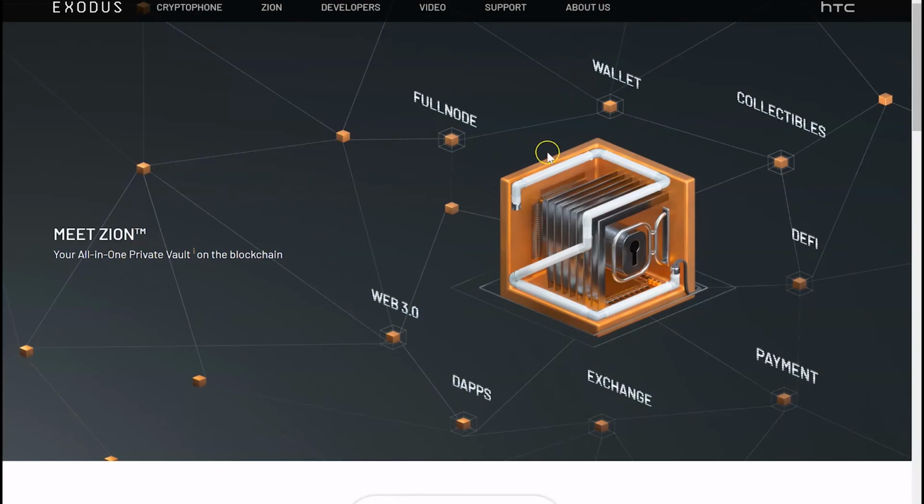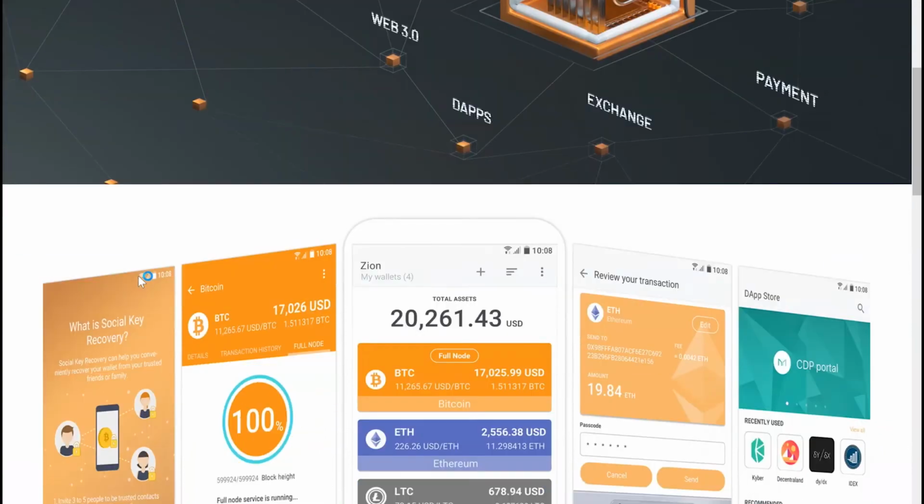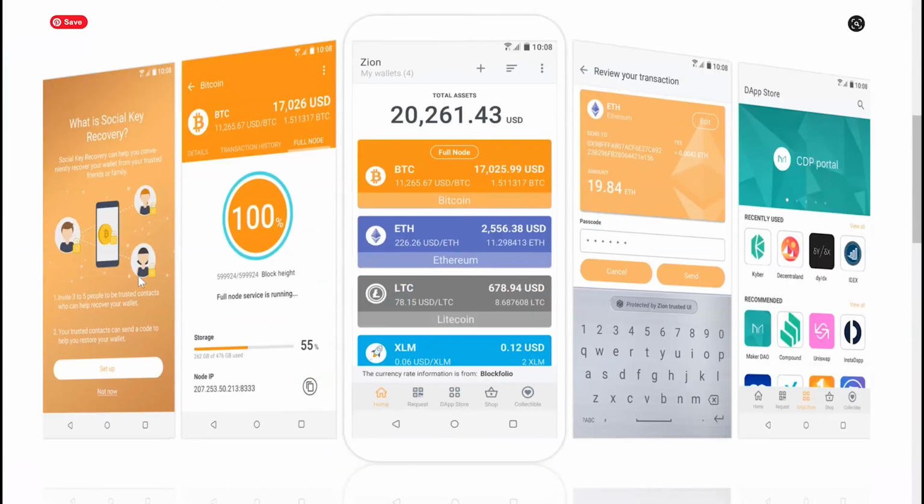All right. This is the wallet that they have. Run a full node. It's a wallet. Collectibles, DeFi, payment, exchange, dApps, Web 3.0. dApps is distributed apps, or decentralized apps. Meet Zion, your all-in-one private vault on the blockchain. And look, they show you XLM, LTC. Of course, they don't want to show you XRP.